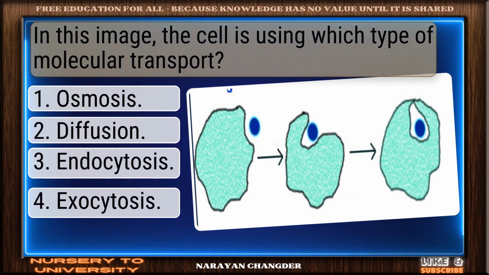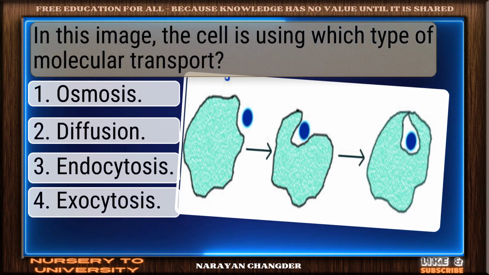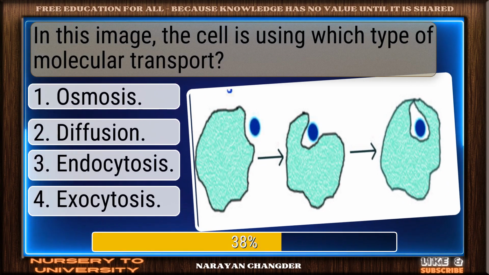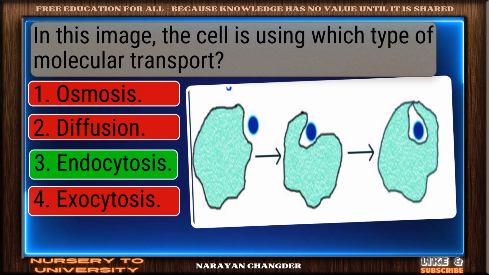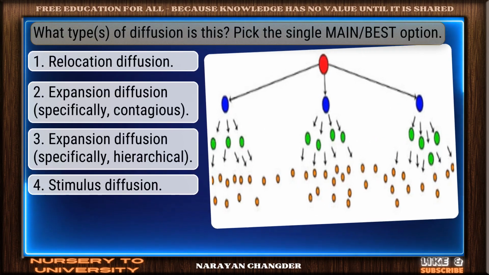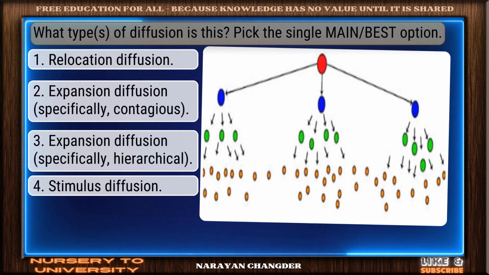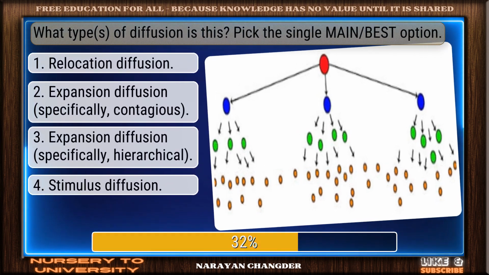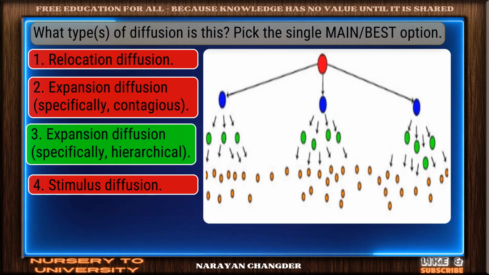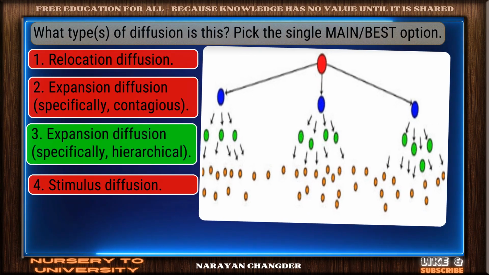In this image, the cell is using which type of molecular transport? A. Correct. Endocytosis is the right answer. What type of diffusion is this? Pick the single best option. Good thinking. Expansion diffusion is the right answer.